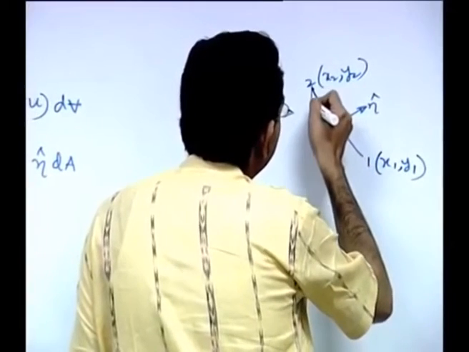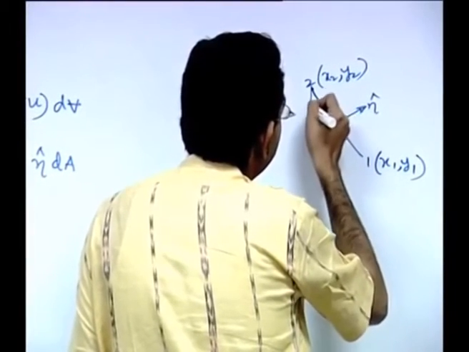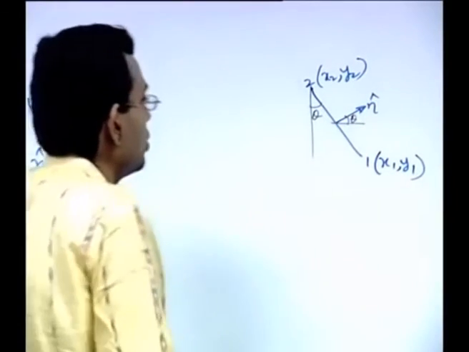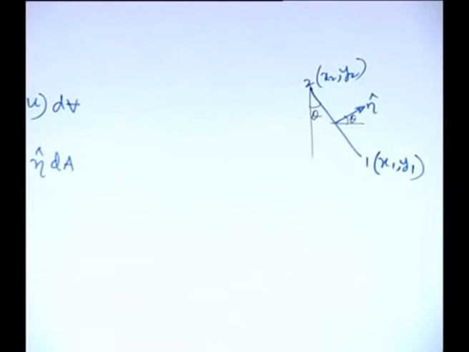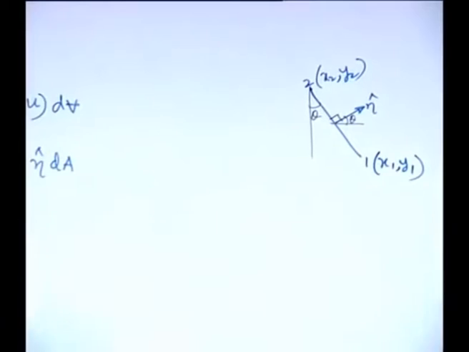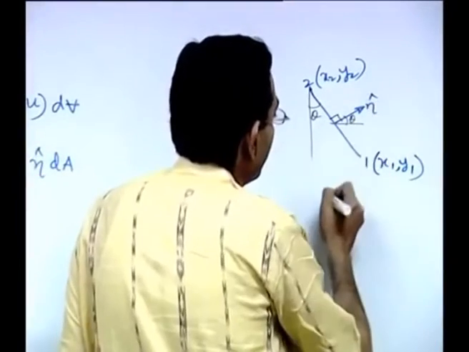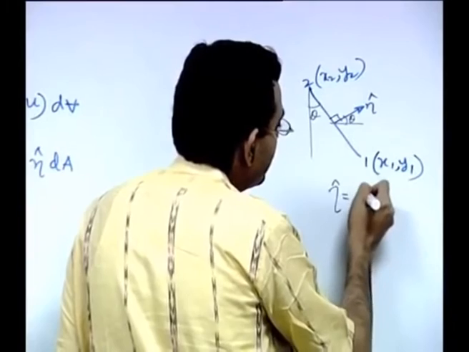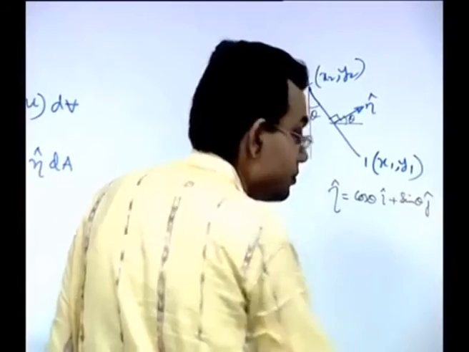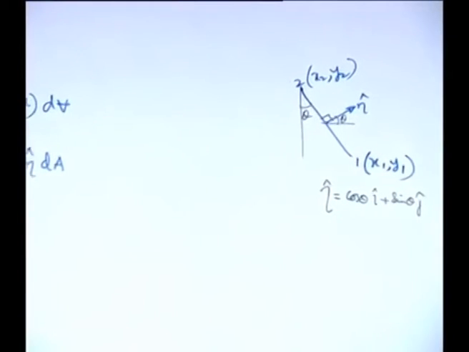Let us say that this angle is theta. The angle between the vertical and 1, 2 is theta, so the angle between the horizontal and eta is also theta. Remember, eta is perpendicular to 1, 2. So eta in vector form is cos theta i plus sin theta j, where i and j are unit vectors along x and y.